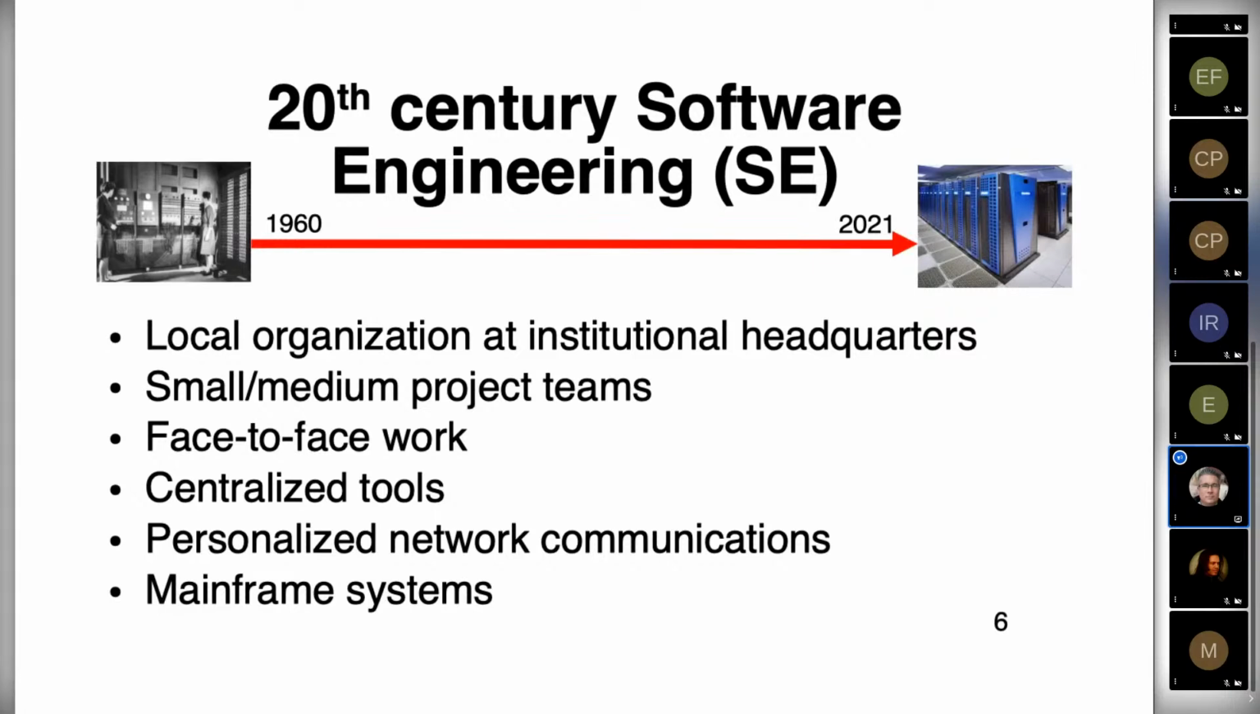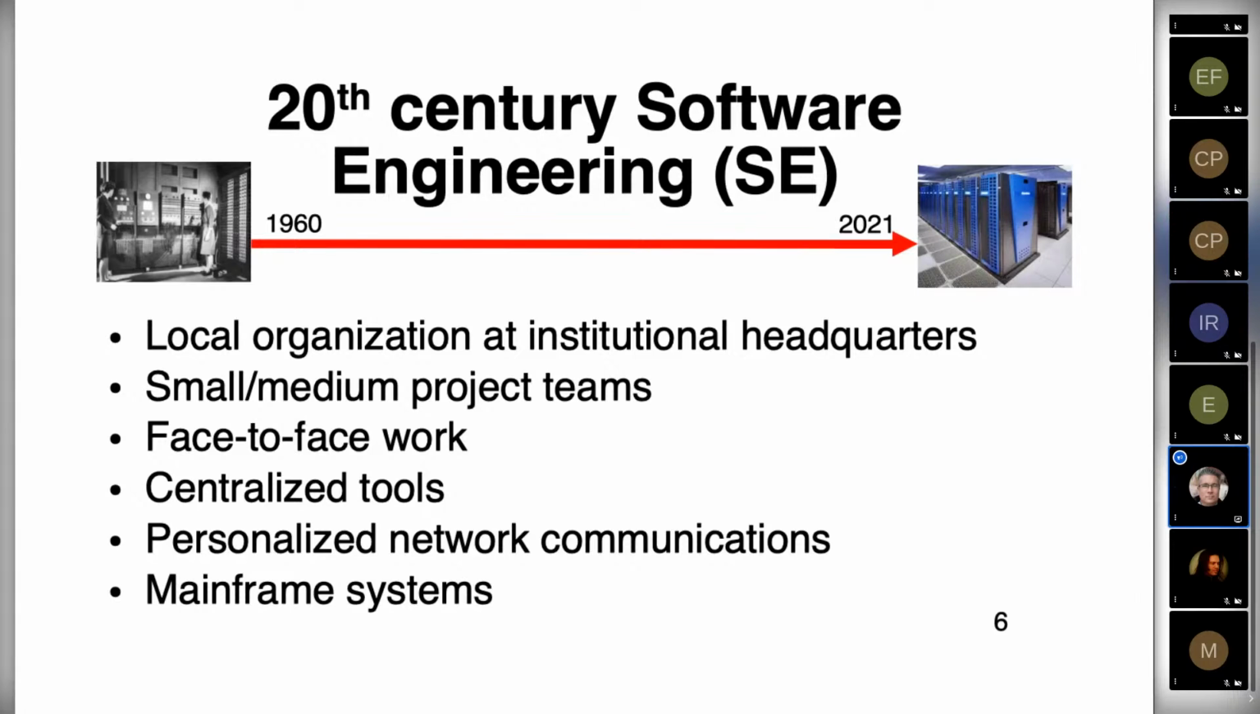First of all, the organization of the software development process. There was a local organization, only at the institutional headquarters of the main companies or groups that were developing software last century. These characteristics promote the second one: the project teams weren't very big, they were small and medium project teams. As I told you in the quote of Roger Pressman and Bruce McSinn, only a few fanatics were developing software, and only a few people really understood how to build it.